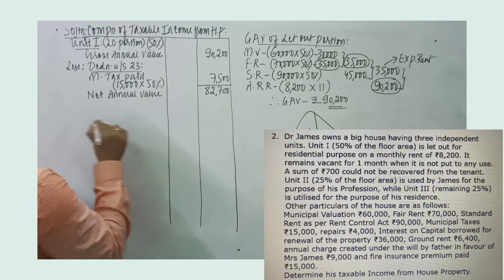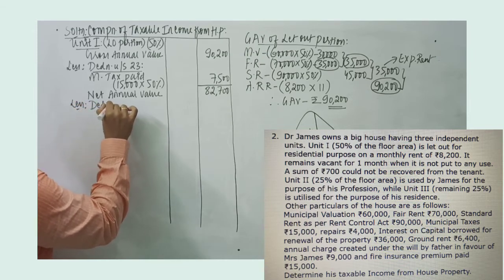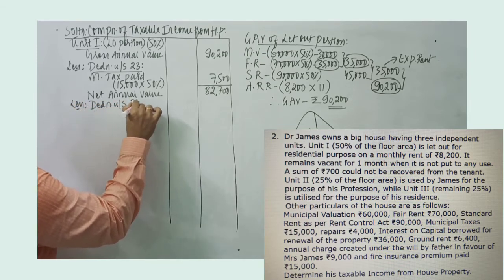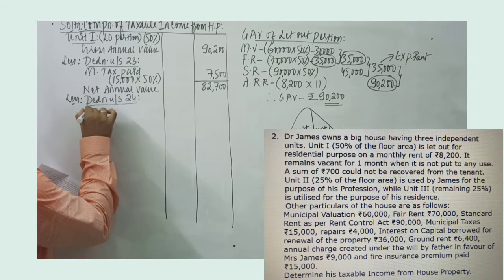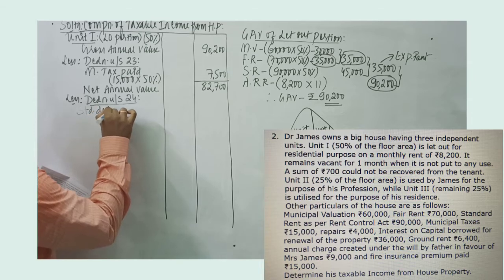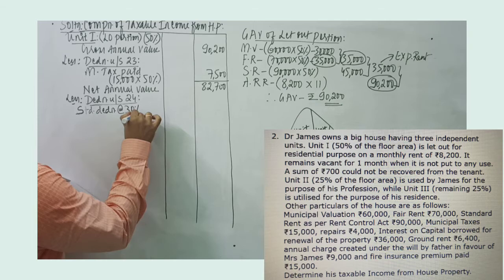Net annual value. From the net annual value, we have two deductions. Deduction under section 24. So the first one that we have is standard deduction at 30% of NAV.